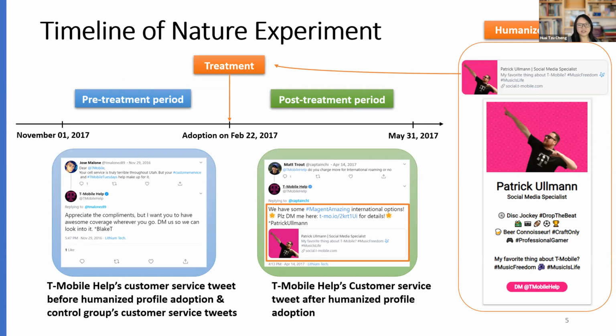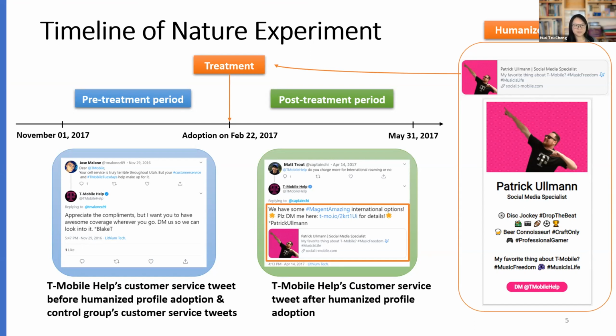On February 22nd, 2017, T-Mobile Help adopted a new feature aiming to increase humanization by adding personal identity information to its customer service agent's profile. So customers know they are talking to a live person, not a chatbot. And for the data collection, we adopted a difference-in-differences specification, and we collected the tweets mentioning the official customer service Twitter accounts of 4 major US telecom companies for 3 months before and after this event. So our control groups are AT&T, Verizon, and Sprint. Our treatment group is T-Mobile Help.